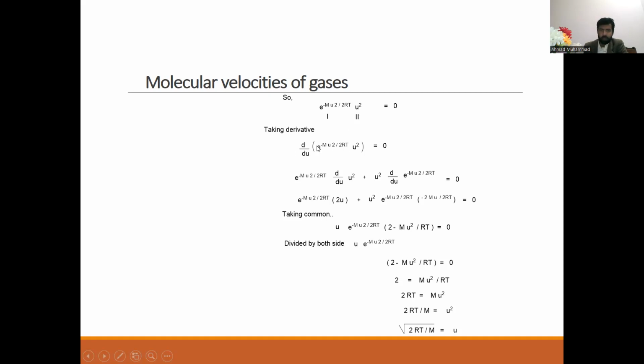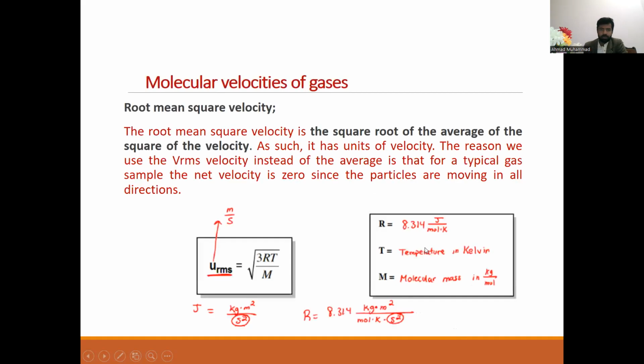We have applied this relation, and then we have taken e to the power minus m u square over 2RT common in this step. Then we divide the equation on both sides by e to the power minus m u square over 2RT. Then we simplify this term and get the final relation, which is u is equal to the square root of 2RT over M, which is the most probable velocity relation.